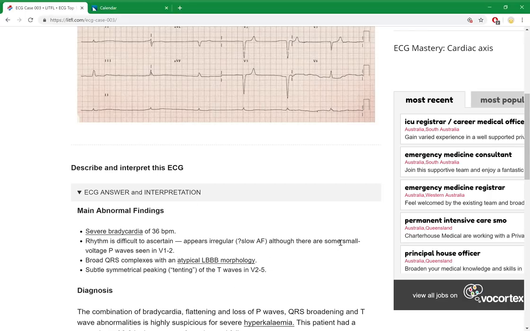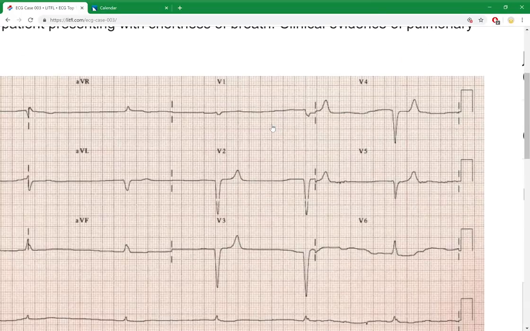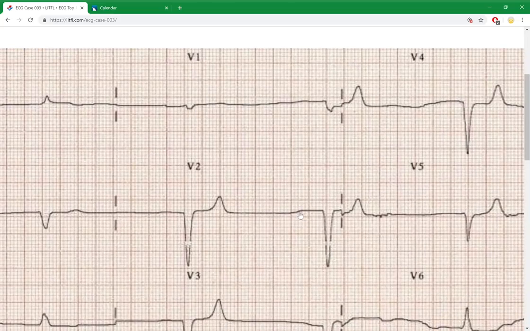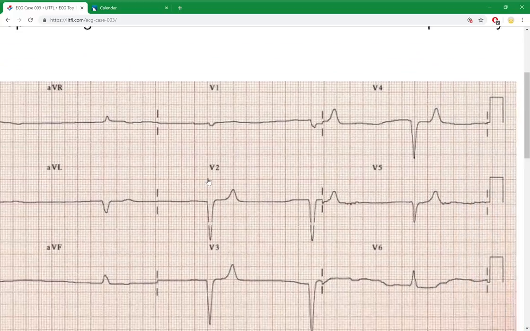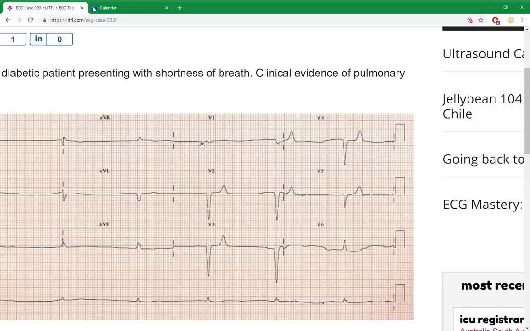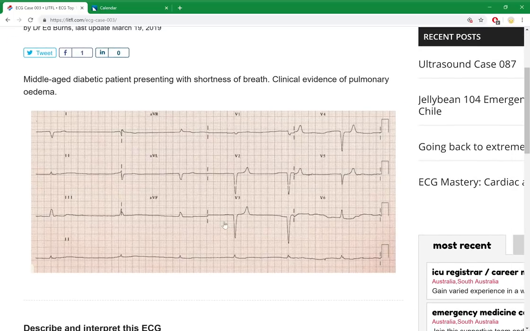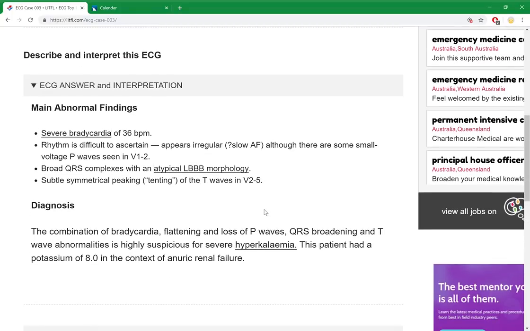This says there are some small voltage P waves in V1, V2. Let's look. So I guess maybe this tiny little guy is a P wave. That tiny little blip there is a P wave. Remember, these are super, super small voltage. So since you can see these tiny little P waves, you start to think, oh, this is sinus. And if you have a severe bradycardia with a sinus rhythm, that's definitely concerning for electrolyte abnormalities.